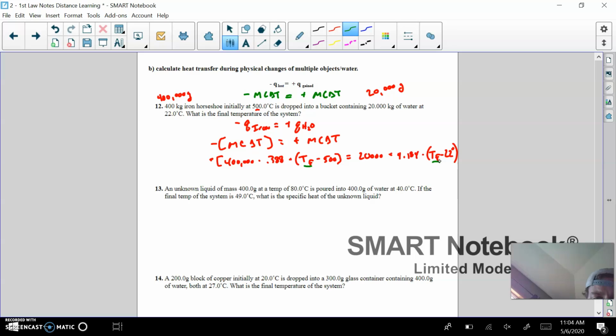Now let's look at the next one. Q lost, Q gained. An unknown liquid of mass 400 grams at a temperature of 80 is poured into 400 grams of water at 40 degrees Celsius.